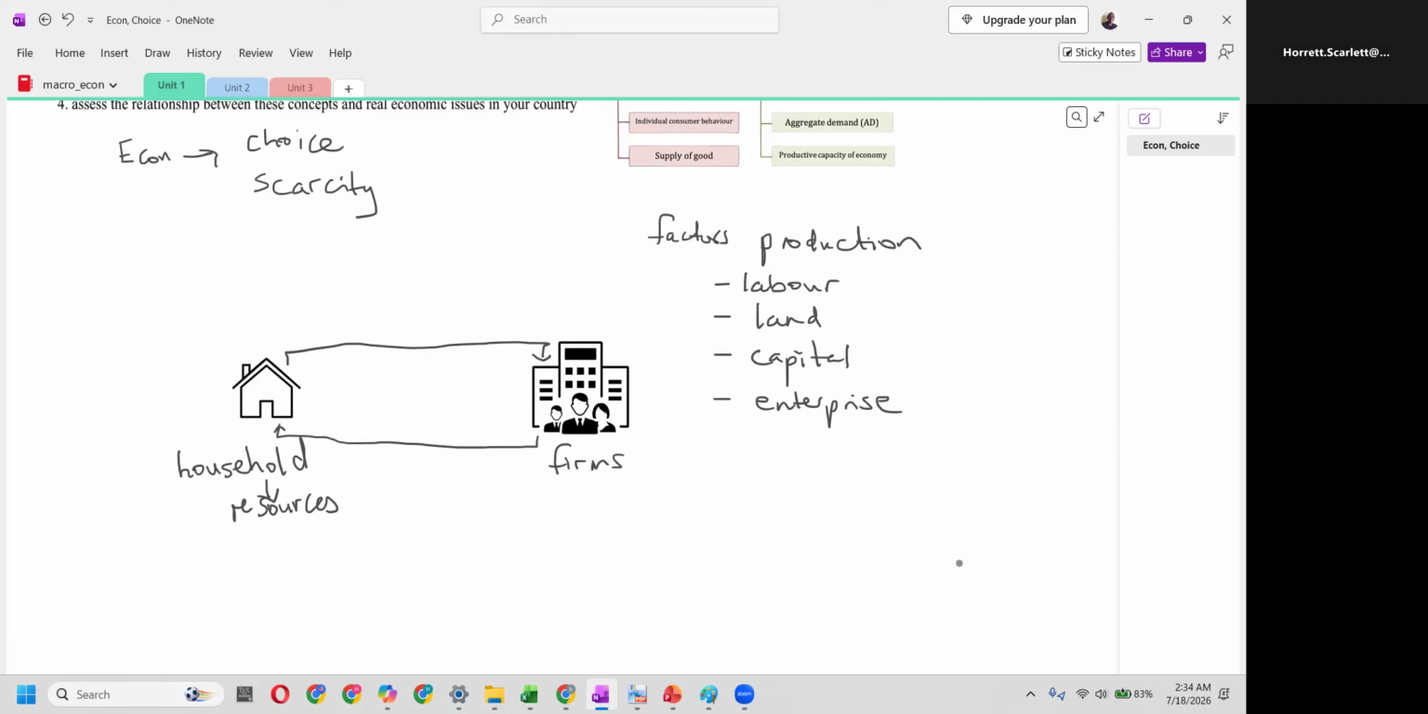So the household is then going to try and generate some sort of income by providing services to the firms. In other words, the household is going to provide the labor, the land, the capital, and the entrepreneurship capabilities to the firms. And the firms are then going to make use of these factors of production to provide final goods and services, which are then going to be consumed or purchased by the household.